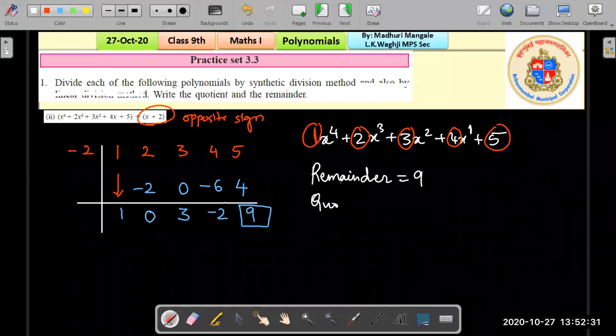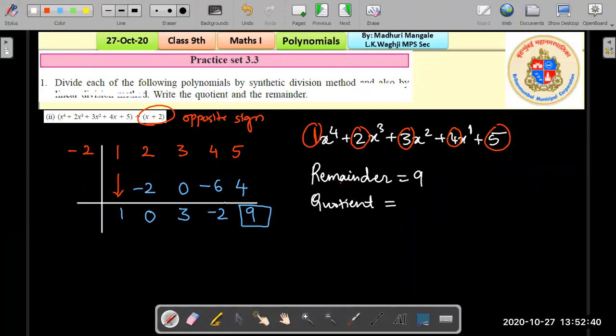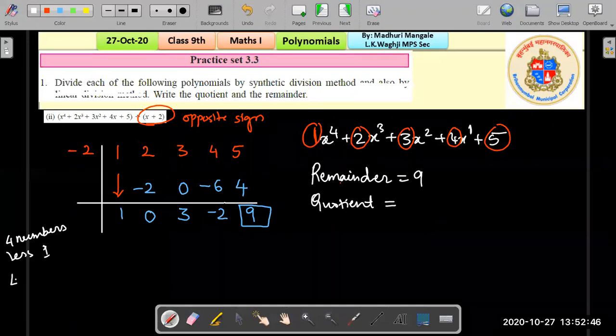And what is the quotient? So for the quotient, we check the number of numbers in the bottom row. Those are 4 of them, right? So we have 4 numbers, then subtract 1, 4 minus 1 will give us 3. That means we have to start with the degree 3. Okay, students, now be very careful. Please observe this attentively. The degree has to start with 3.